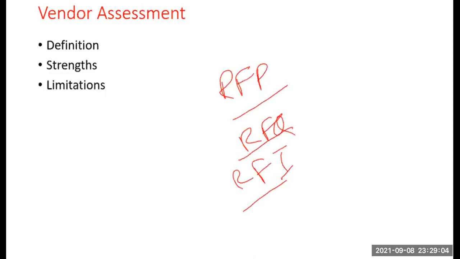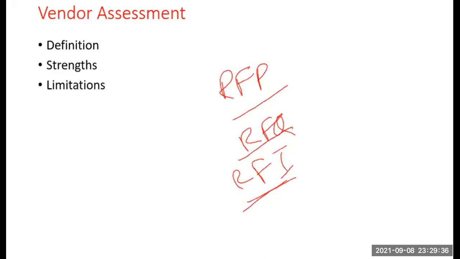A request for quote is when you ask different vendors to give you a quotation on the cost. A request for information is when you're asking for information from the vendors. That's when you give an RFI. But the main question you'll be asked in the interview is how do you assess vendors and decide who's the best vendor? What factors would you consider? That's the major question that can be asked in the interviews.